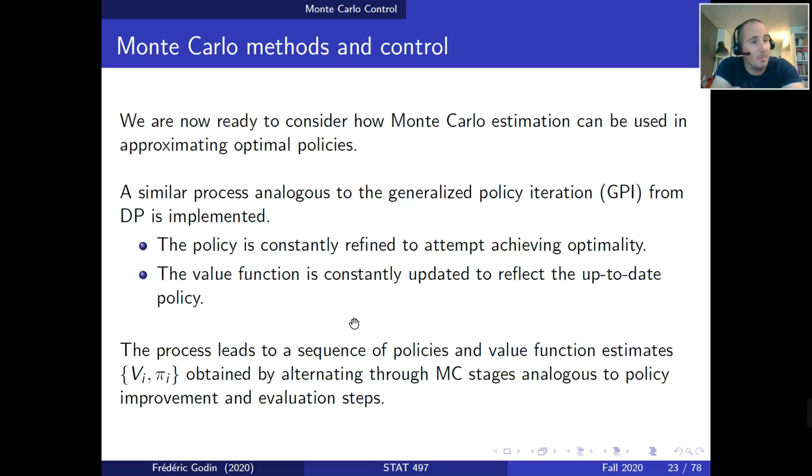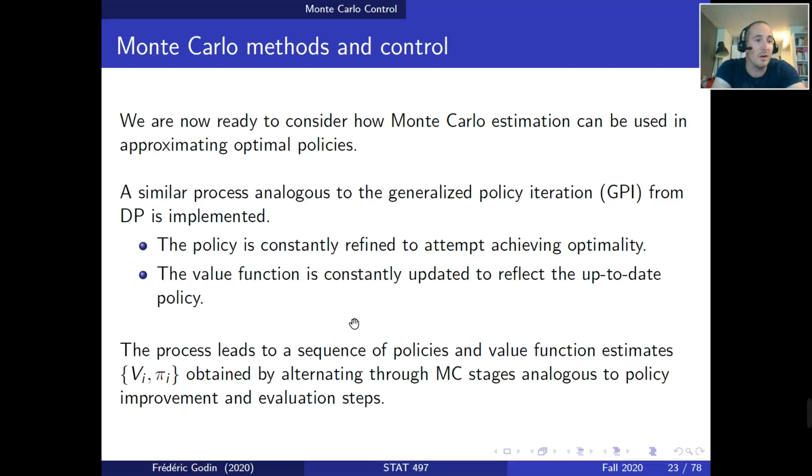The problem where you evaluate the value function for a fixed policy pi is called the evaluation problem, whereas the problem where you optimize your policy at the same time as refining your value function estimate is called control. So control is when you not only refine your value function estimate, but you also simultaneously optimize your policy.